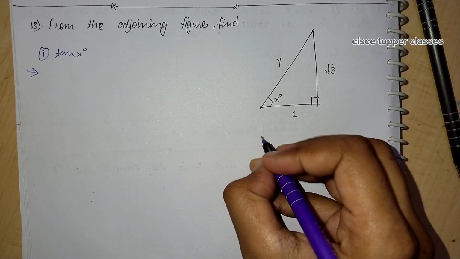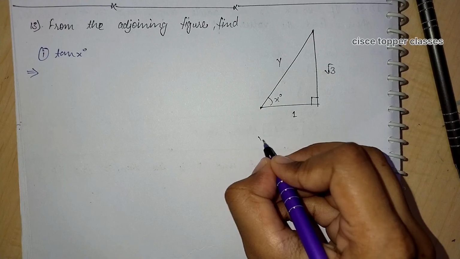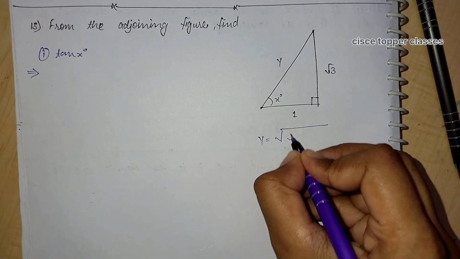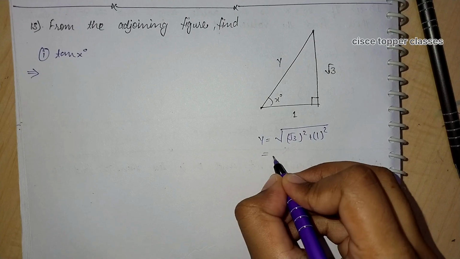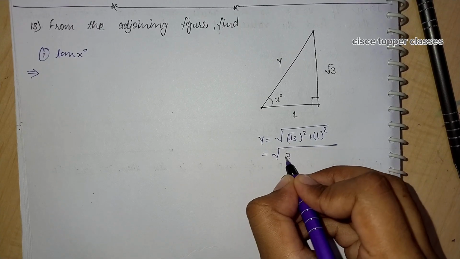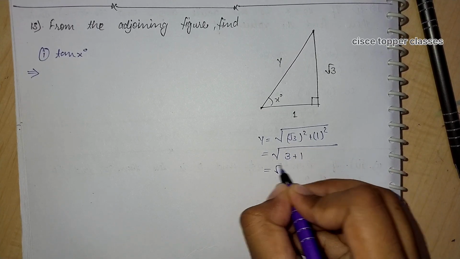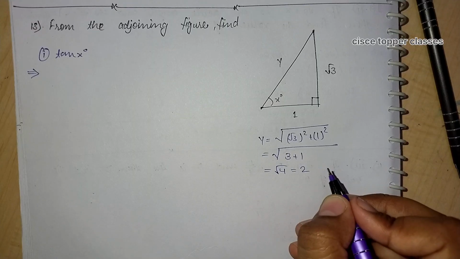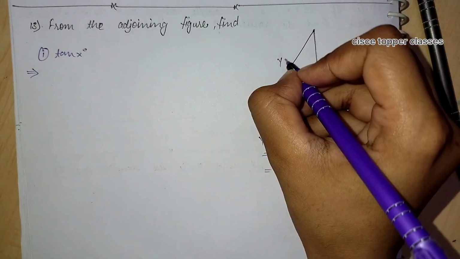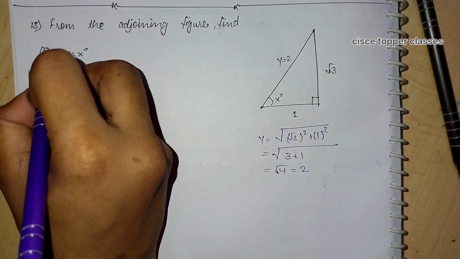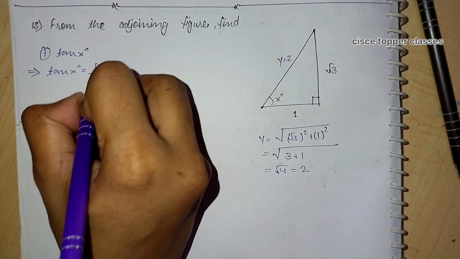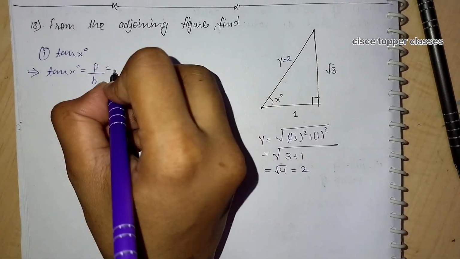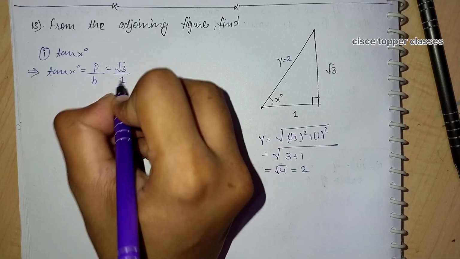So from that, by Pythagoras theorem, we can find the value of y. So y will be under root of (√3)² plus 1². So here we can write it will be 3 plus 1, equal to under root 4, which is equal to 2. So we can write here that the hypotenuse is 2 in this triangle. So tan x degree, we know this is perpendicular by base. So perpendicular here is under root 3, so under root 3 by 1.